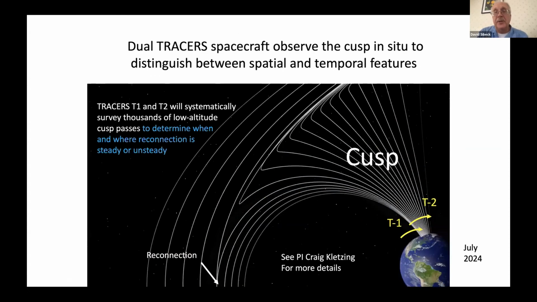But there's also an in situ mission coming up. That is the TRACERS mission. Two spacecraft will fly through the cusp, one after the other, checking out whether there are spatial or temporal structures there. It's going to be cool. The future for cusp studies is wonderful.